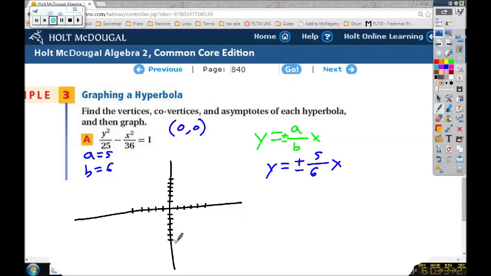I'm also going to plot the A and the B, vertex and covertex. My vertex, which is my y value, is at 5. Now, I have my axis the wrong way. I shouldn't have 6 going in the y direction. It's 5 on the y, so 1, 2, 3, 4, 5 in the y direction, and 1, 2, 3, 4, 5, 6 in the x. All right, and I'm going to make my imaginary box.